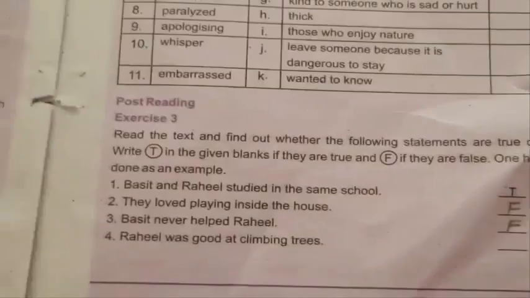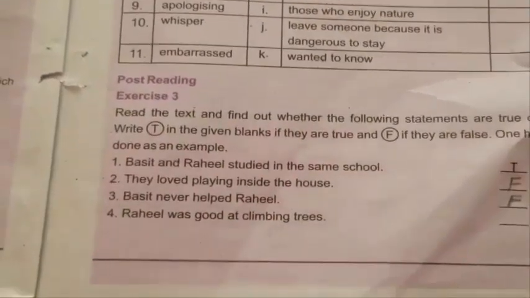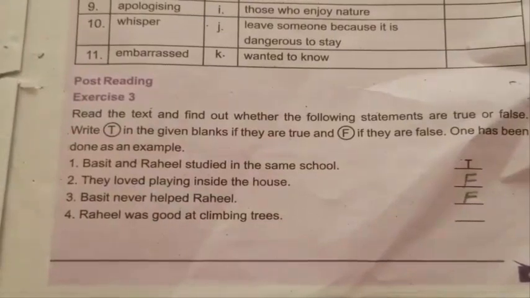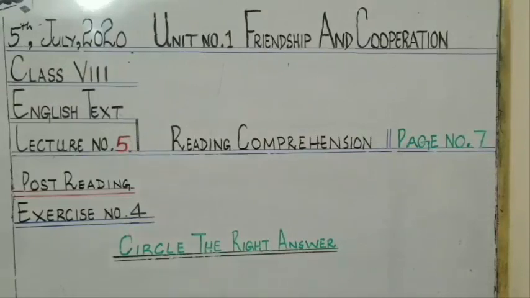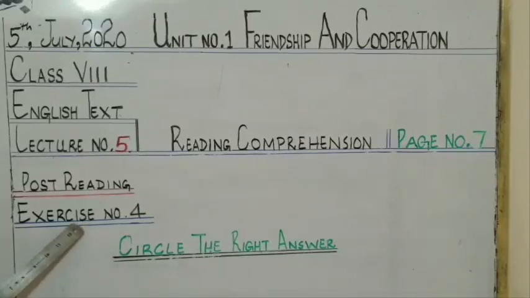Okay, now you have learned how to do this exercise, so you have to do the remaining yourself. All right. Next we have exercise 4 on page 7, and exercise 4 is circle the right answer. Turn to page 7 for the instructions for exercise 4.